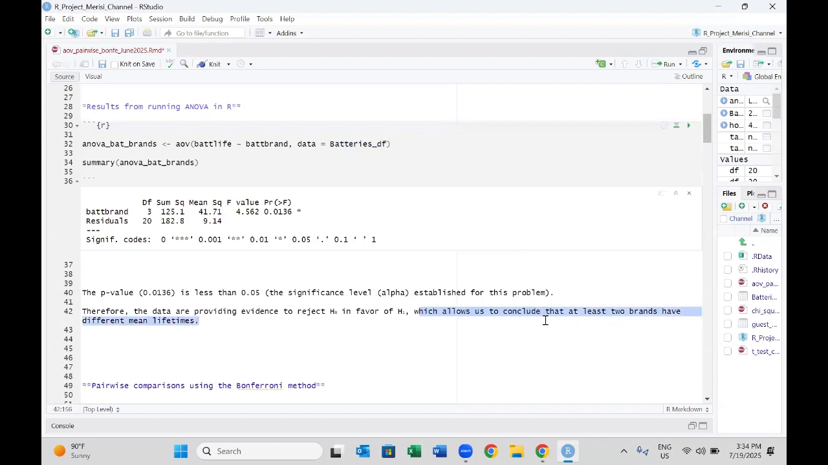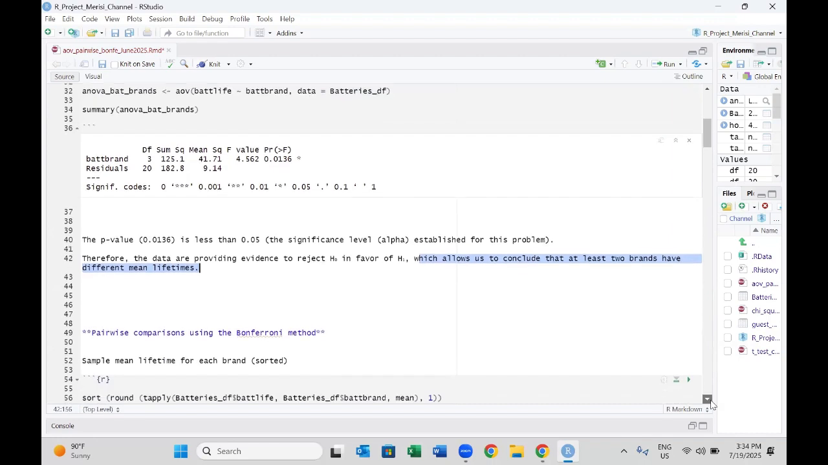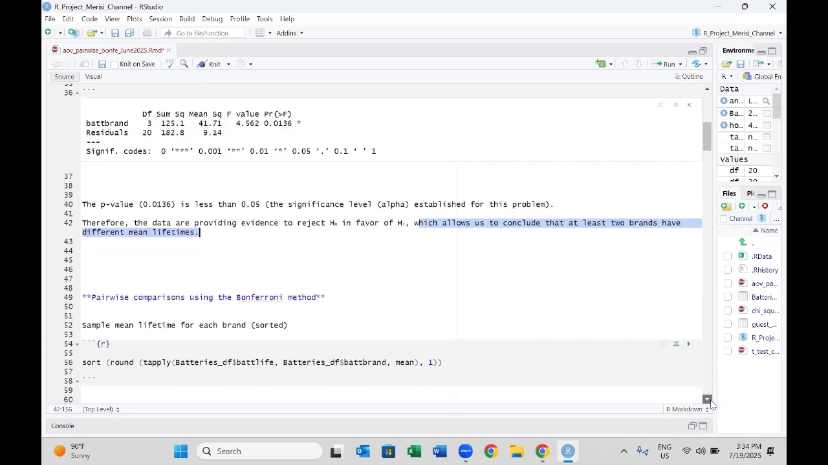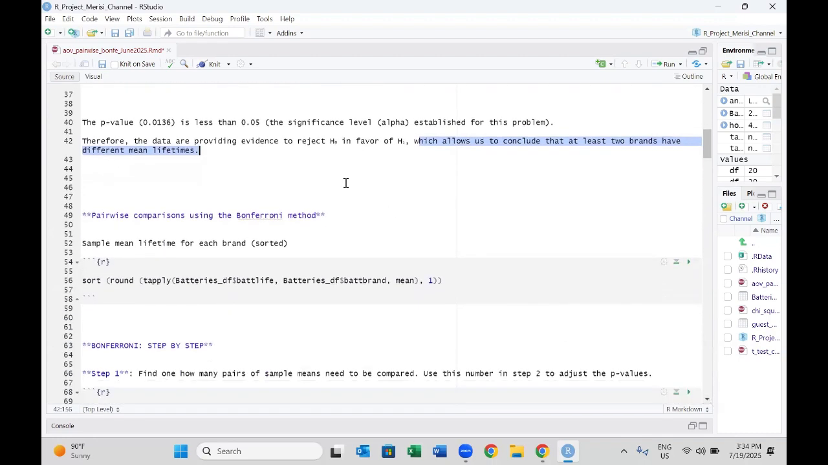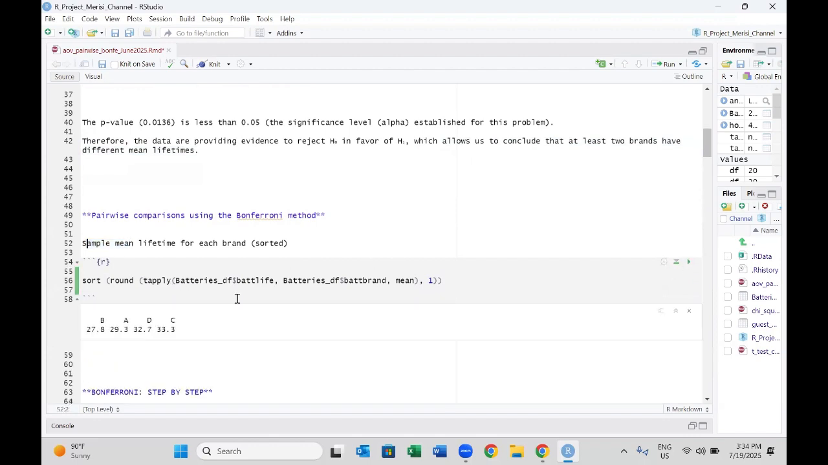Now, at this point, we want to know more, like which specific brands out of the four brands have a different mean lifetime. For that, we can go ahead and do Bonferroni. Before I apply Bonferroni or any post hoc test, I always like to estimate the mean lifetime for each level of the factor. So I'm going to first get the sample mean lifetime for each brand. I think this is a good practice. There you go, sorted from least to highest.